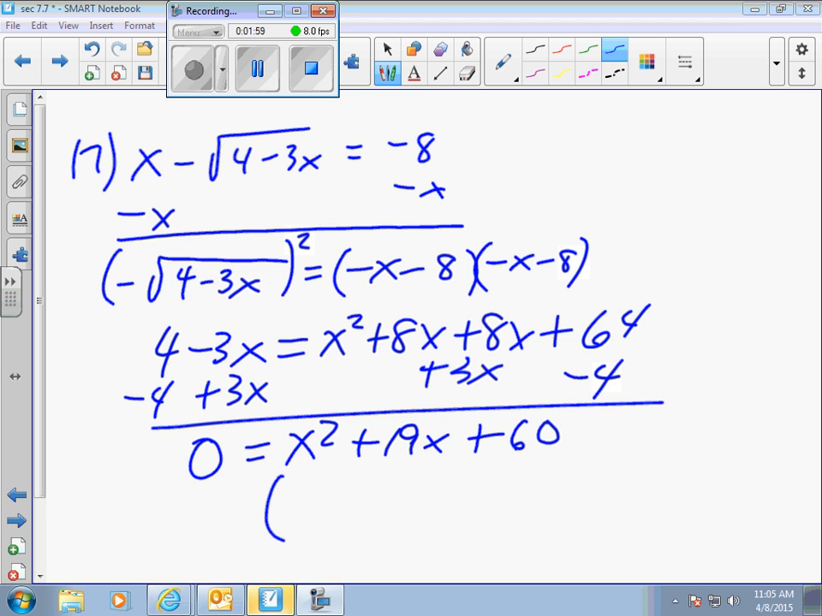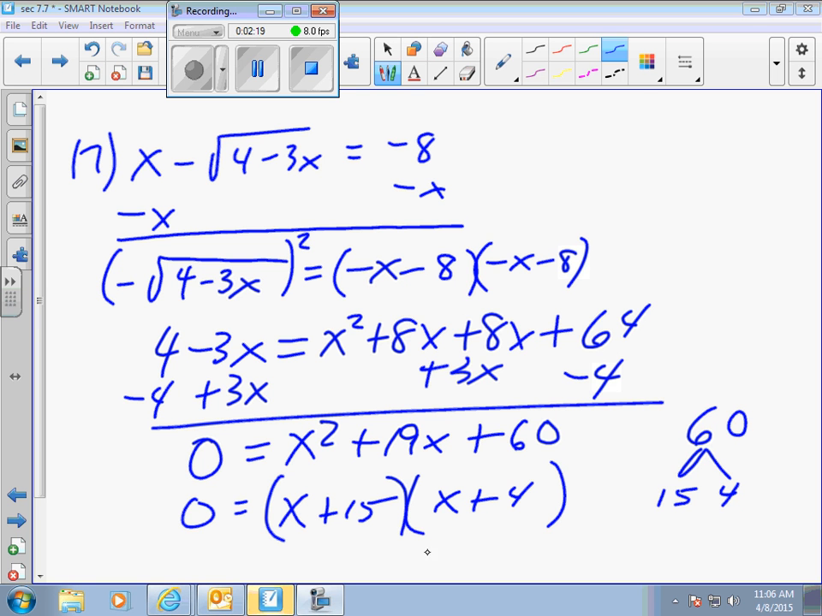When we go to factor this, if we remember our factoring days a few chapters ago, or last chapter, we know that we're looking for factors of 60 that add up to 19. I'm going to start my list with 15 and 4. And I get x plus 15, x plus 4, and then my zeros would be at negative 15 and negative 4. Because we squared both sides in the process of solving this, we have to check for extraneous roots.